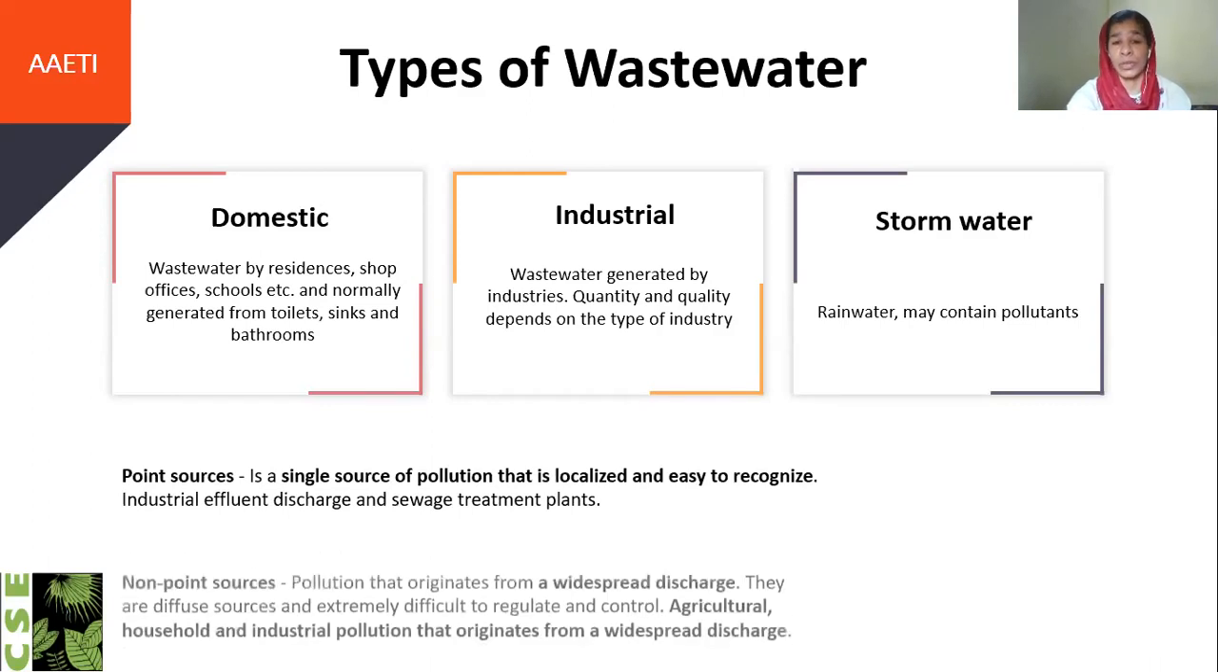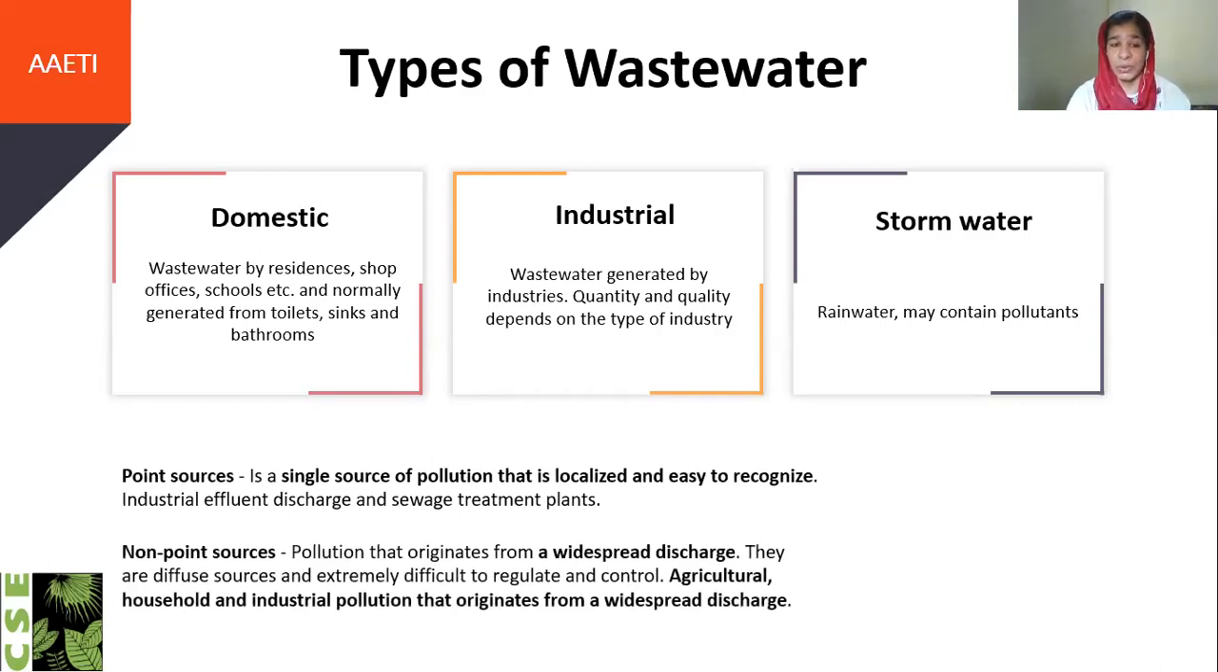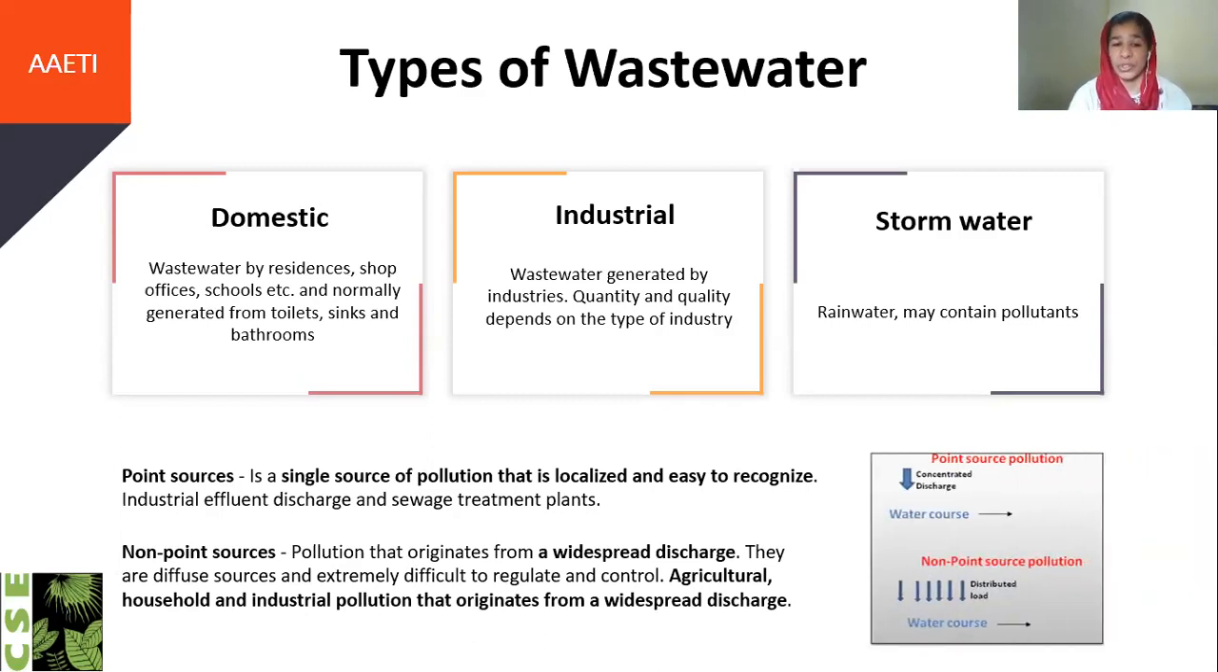Now, there are two more terminologies. One is point source and the second is non-point source. Point source is a single source of pollution that is localized and easily recognized. For example, industrial effluent discharge and sewage treatment plants. Non-point source is pollution that originates from a widespread discharge. For example, agriculture, households, and industrial pollution that originates from a widespread area.